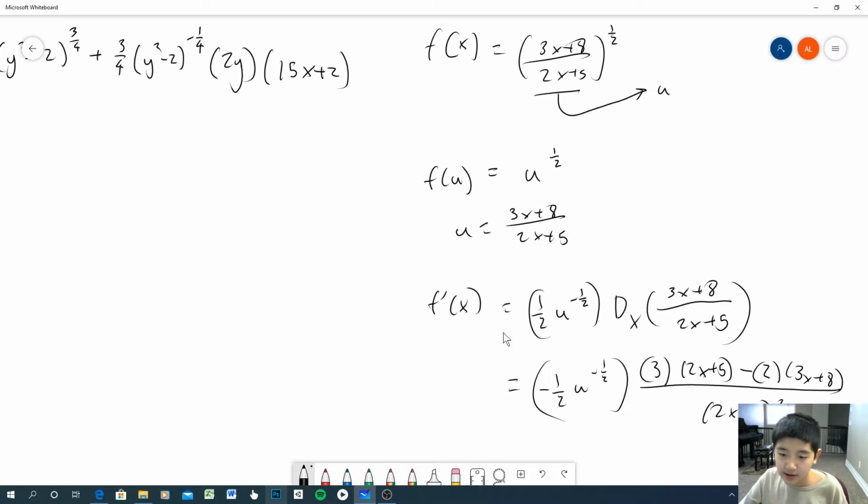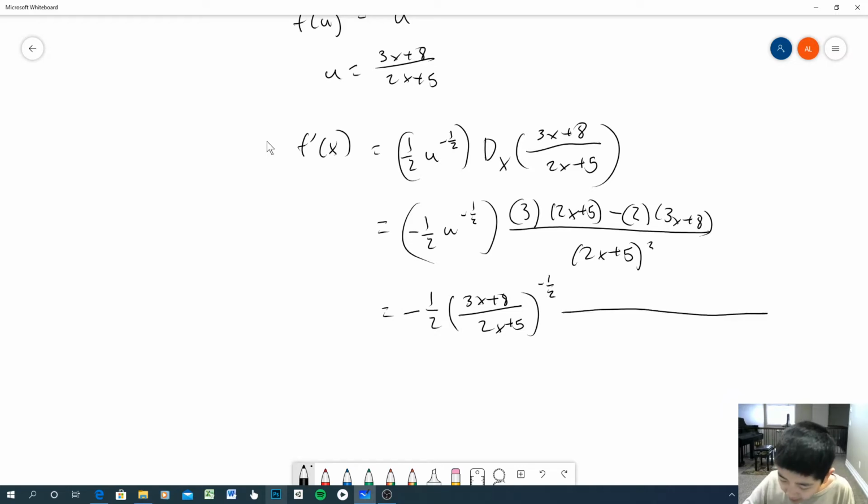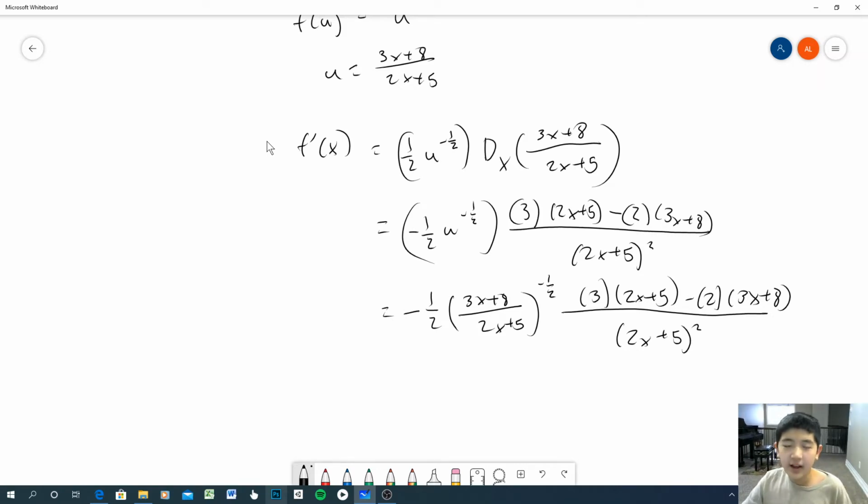And that will be our answer once we substitute u for that equation over there, which is just equal to 1 over 2, 3x plus 8 over 2x plus 5 to the power of negative 1 over 2, and then all of the other stuff over on the right hand side. And again, since simplifying this is quite tedious and it's just some manipulation around, we won't be doing this in this video.